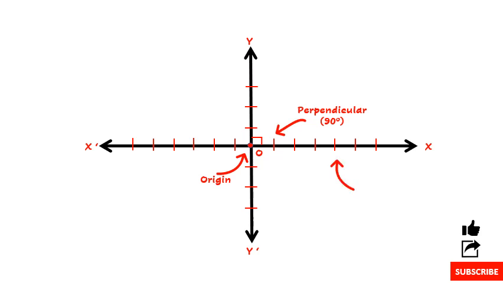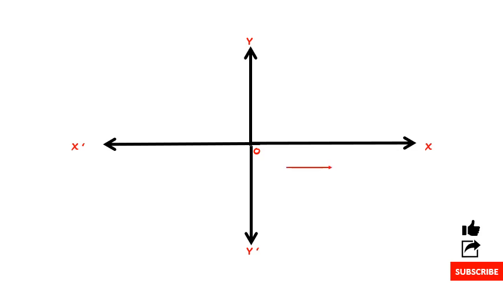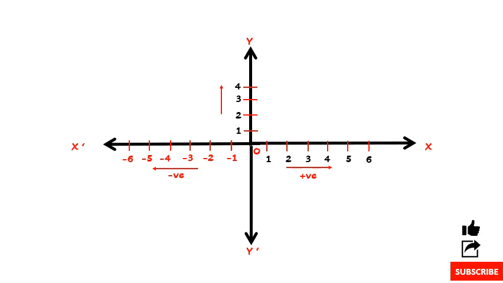The line X'X is known as the x-axis and the line Y'Y is known as the y-axis. Similar to the number line, in the x-axis the starting point is 0 and as we move to the right, the points are positive like 1, 2, 3 and the points to the left are negative like -1, -2, -3. Similarly, on the y-axis, the starting point is 0 and as we move up, the points are positive like 1, 2, 3 and as we move down, the points are negative like -1, -2, -3.